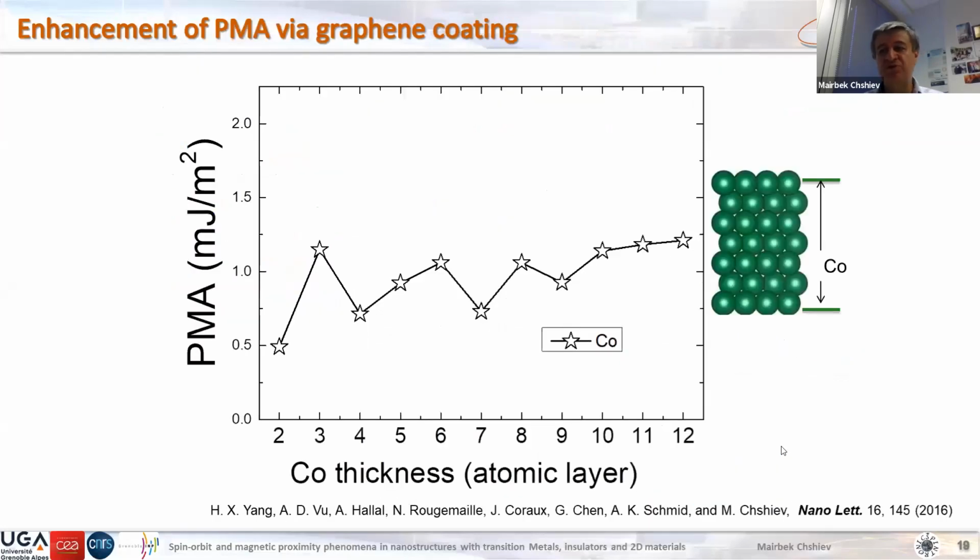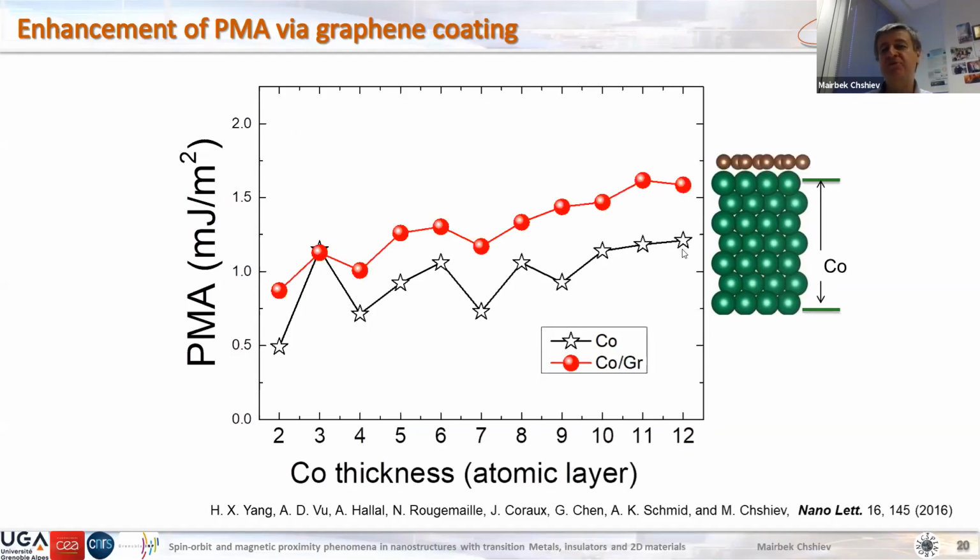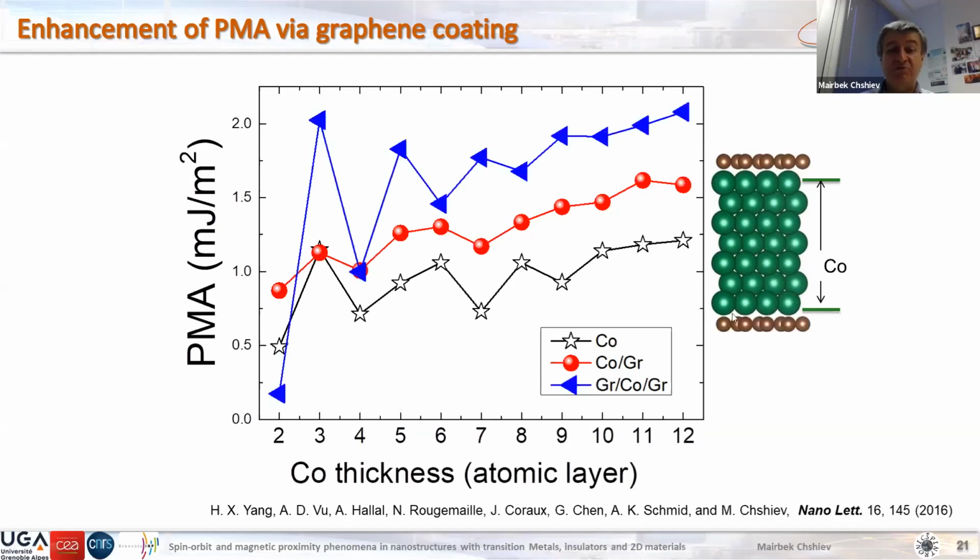Now I will move to graphene, still about PMA, but what graphene can do. Here, what you see is a dependence of the perpendicular magnetic anisotropy of a cobalt slab as a function of its thickness. Well, we see a PMA, it behaves well, it goes to some value. And let's see what will happen when we put a graphene on the top of it. Well, we have quite a good boost of anisotropy, especially for all this range of thicknesses. And then we put graphene on both sides, and there is a strong enhancement. Actually, you're doubling the boost.